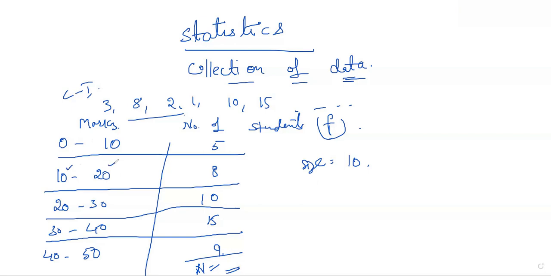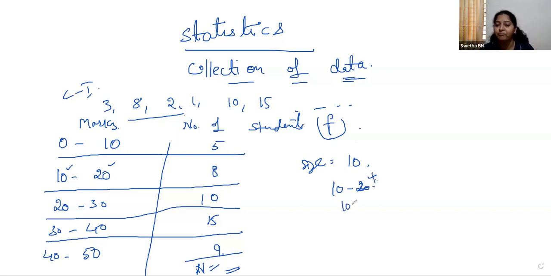Ma'am, 10 is not included. I'm asking in the second, 10 to 20. Don't confuse. Sorry, ma'am, 20. 20 is not included right now. We will write from 10 is included till 19. So 20 goes to the next row. That is what inclusive and exclusive class intervals are. And then what is 10 here? It is the lower limit. And 20 is called upper limit.